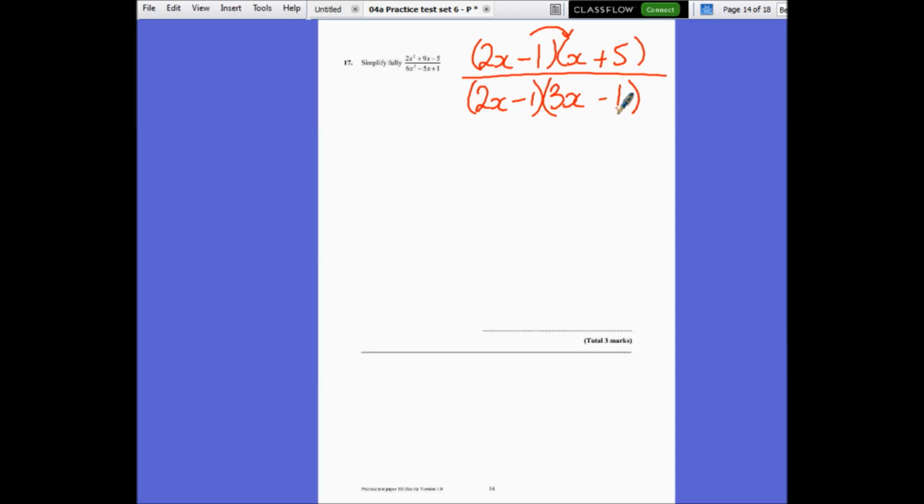So 2x times 3x is 6x squared, 2x times minus 1 is minus 2x, minus 3x is minus 5x's, and minus 1 times minus 1 is plus 1. So it does work out there. I've used the top to help me figure out what the bottom must be. The 2x minus 1s will therefore just cancel, and we'll end up with x plus 5 over 3x minus 1.